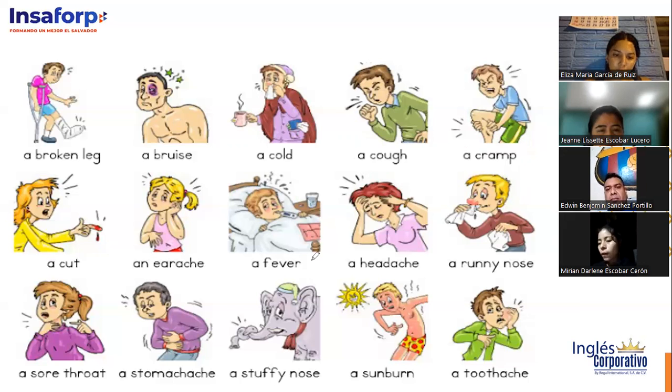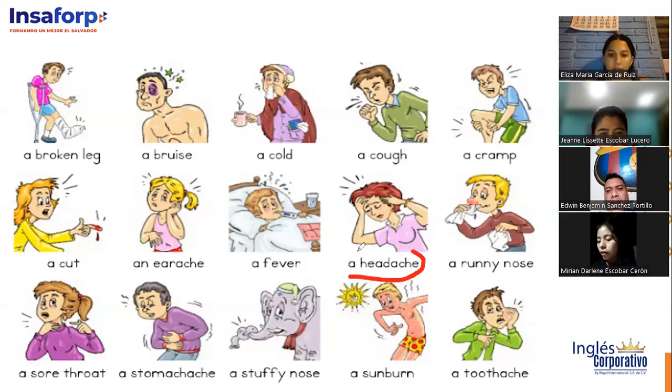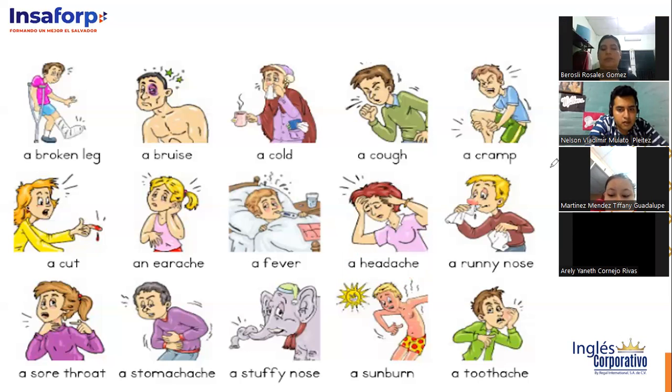Elisa, a fever. A fever. Edwin, a headache. A headache. Nelson, a runny nose. A runny nose. Tiffany, a sore throat. A sore throat. Berosli, a stomachache.